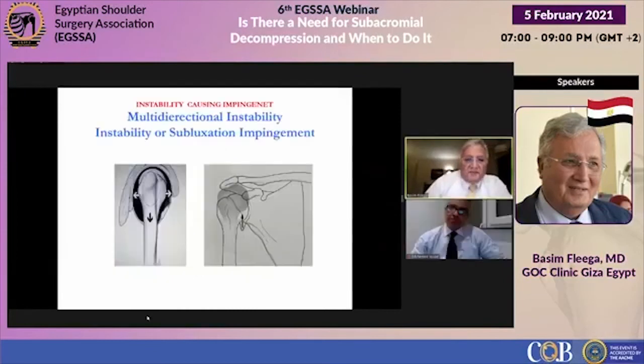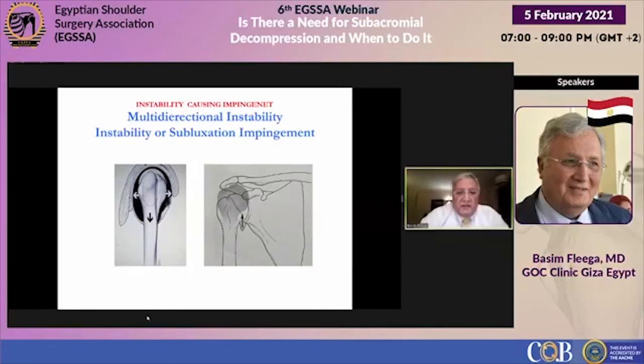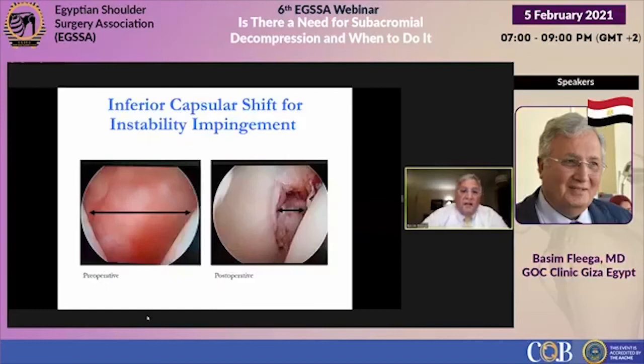In cases of multidirectional instability or subluxation impingement, we have a dynamic narrowing of the subacromial space with elevation of the arm. In this case, we usually treat the capsule and do an inferior capsular shift to stabilize the joint and prevent the superior migration.